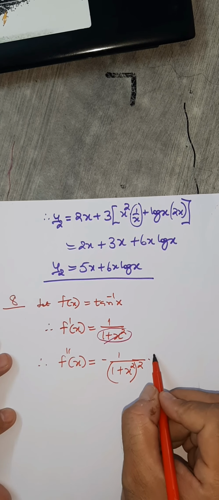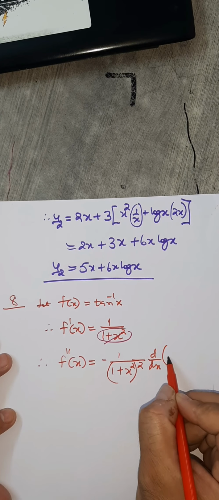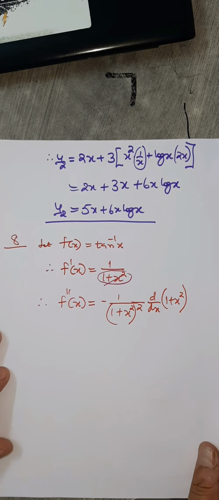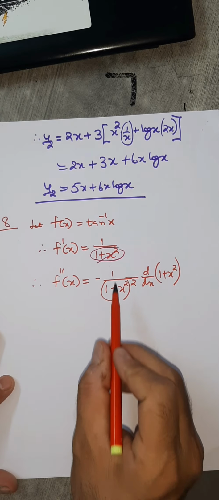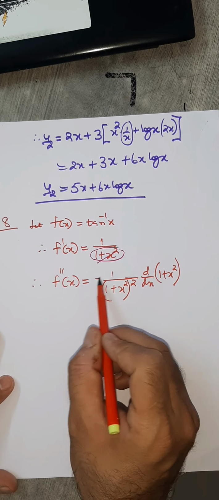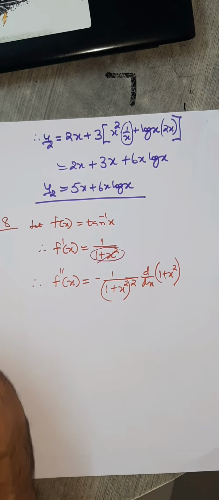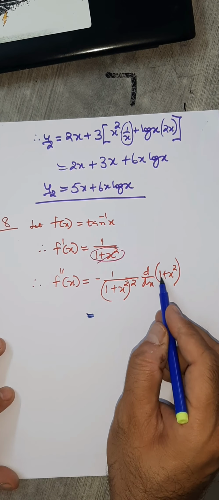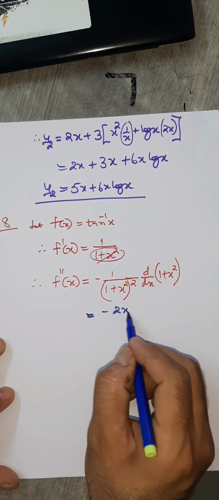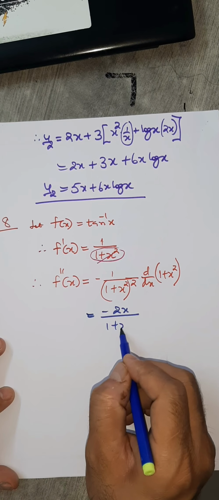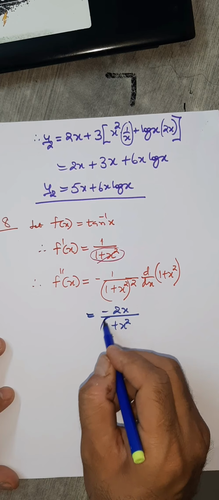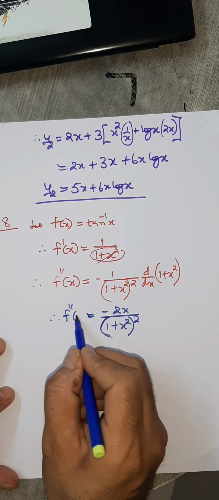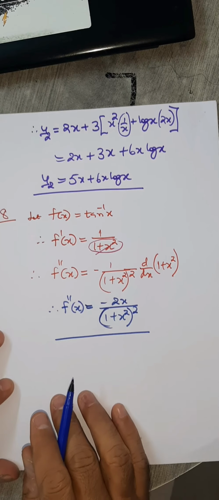By chain rule, d by dx of 1 plus x squared, right? You have used chain rule effectively, remember. What I did here, consider this as x. What's the derivative of 1 upon x? Minus 1 upon x squared, and then derivative of this. Okay, so here 0, here 2x. So minus 2x upon 1 plus x squared, the whole square. This is f double dash x.